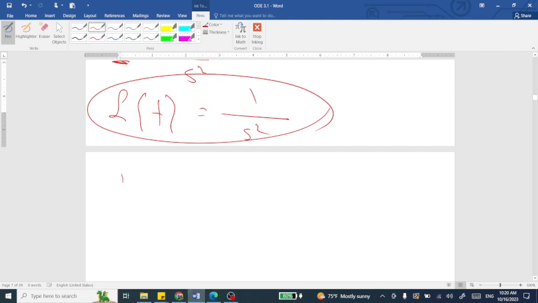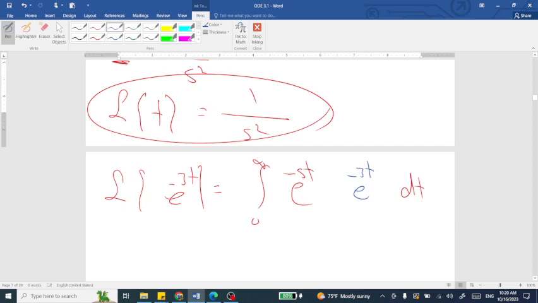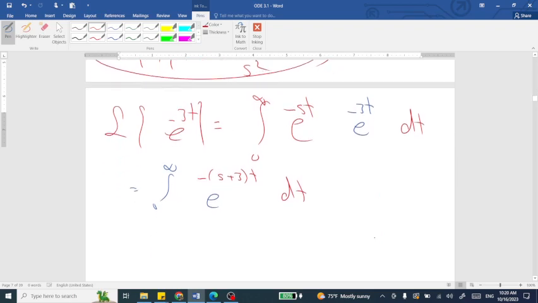Now, Laplace of e to power minus 3t. What was the definition? The integral of e to power minus st times the function, and the function is e to power minus 3t. So we will get e to power minus st times e to power minus 3t, which is e to power minus (s plus 3)t dt. Clear? Good. Now our integral like that is easy.